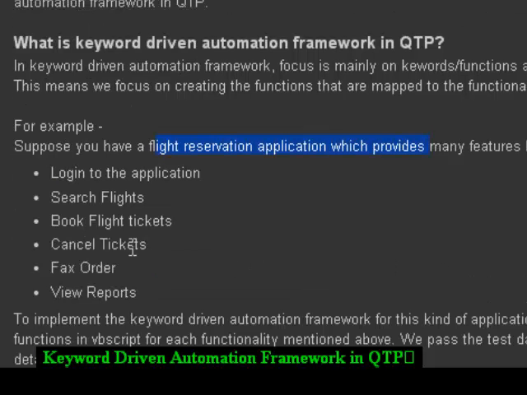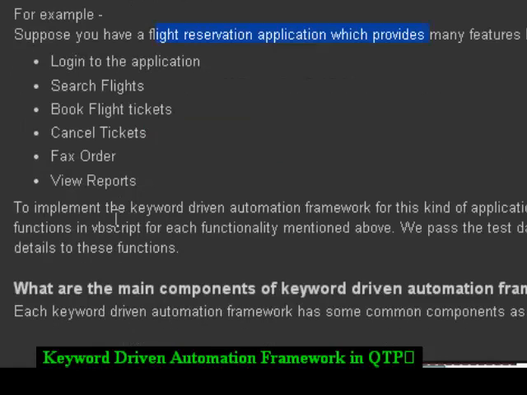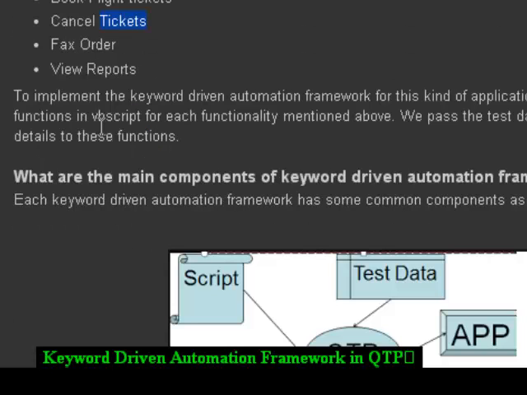We have a lot of functionalities of the application, like log into the application, search flights, book flight tickets, cancel tickets, fax order, view reports. So all those functionalities are there. For each functionality we can create one function, and then we can map the keywords to these functions. So that is what the keyword driven framework is all about.